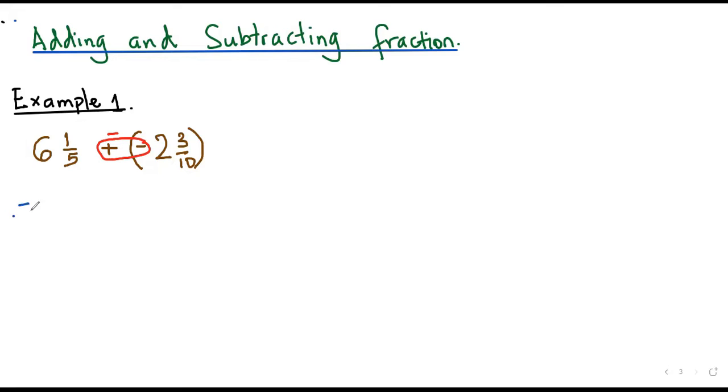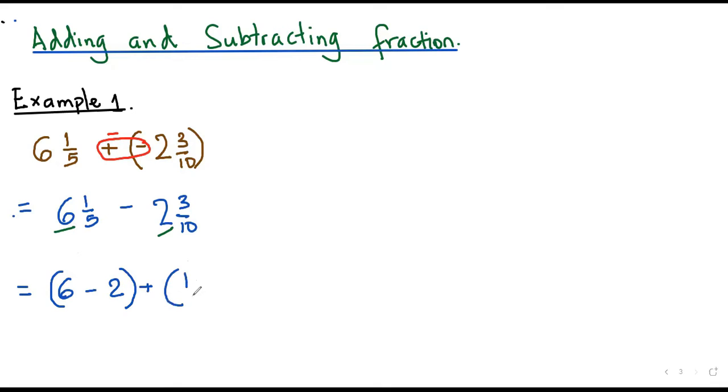Oh, yes. So now let us write the whole of it again using minus. So we have six and one out of five minus two and three out of 10. Okay, so we say that let's have six and two. So we can say we have six minus two. We get the whole numbers separately and fractions separately. So we have six minus two. Then that one we add there one out of five minus three out of 10. Do you all understand that step? Yes. Okay.